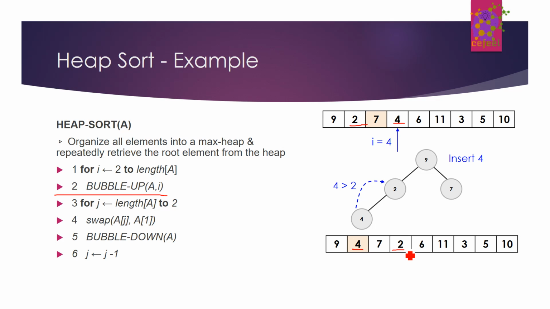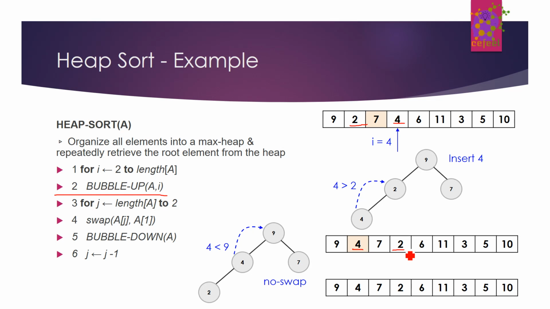That is the first step, but we are still not done yet. Why? Because we need to bubble up as much as possible. So the next step is to compare 4 again with its parent, which in this case is 9. 4 is less than 9, so there will be no swap, because the heap property is satisfied. 9 is the parent and 9 is greater than 4. So no swap, and finally we are done, because once we see there is no swap, there is no need to bubble up further. So we will have this array as the final output, and then I will increment again.